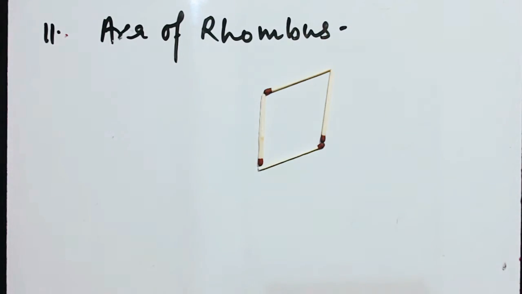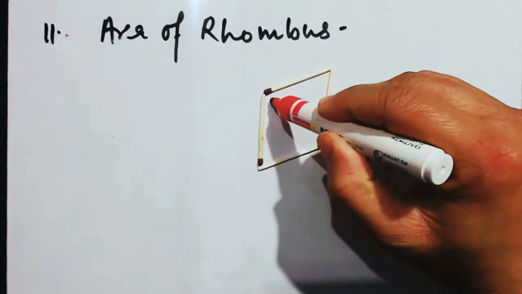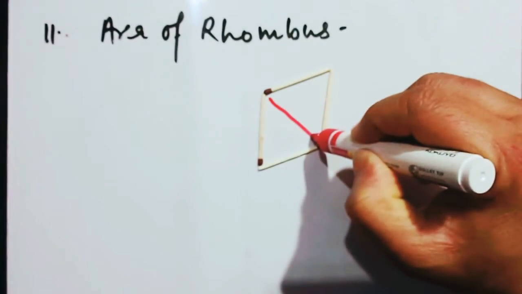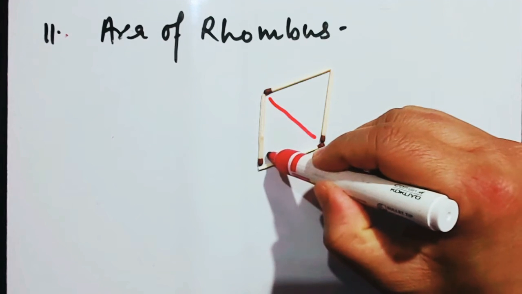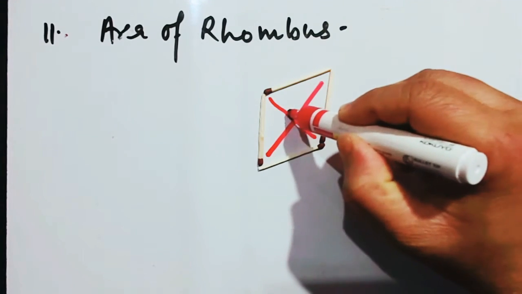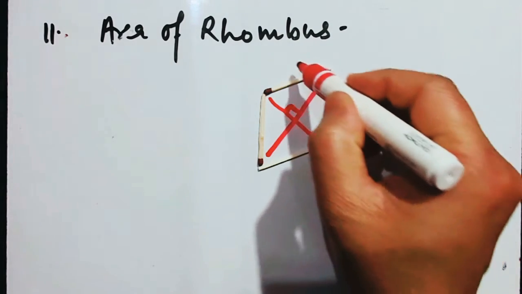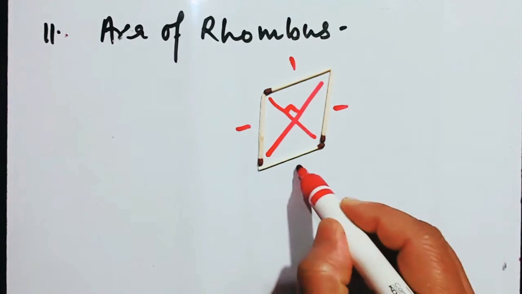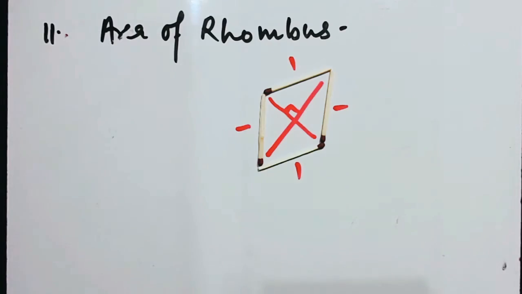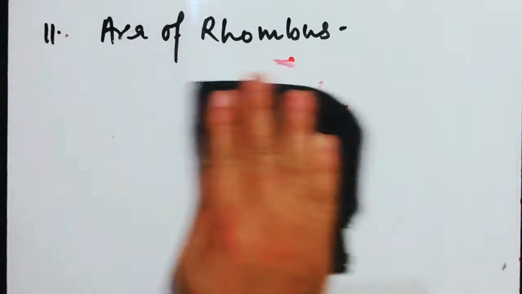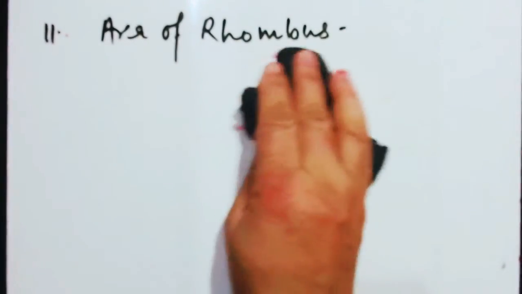So this becomes your rhombus. Here also you will find that the diagonals are perpendicular to each other, and all the sides are also equal. You can see I have not changed the length of the matchstick. Clear? So let us concentrate on this particular rhombus.